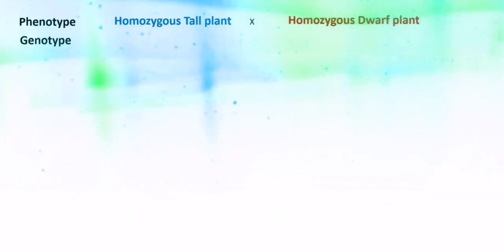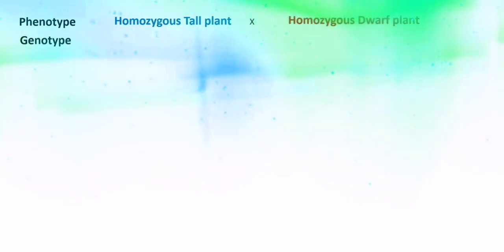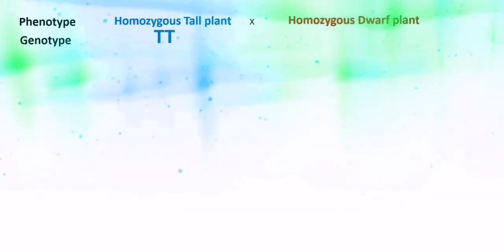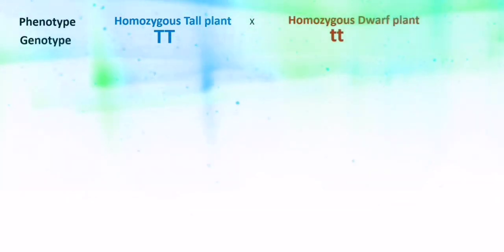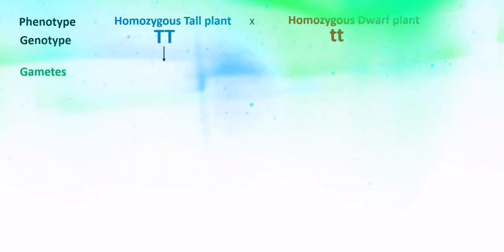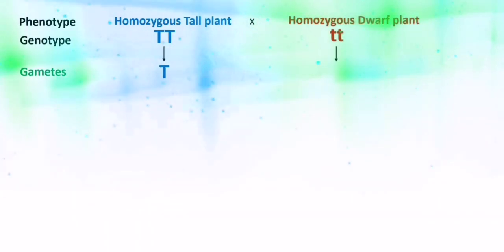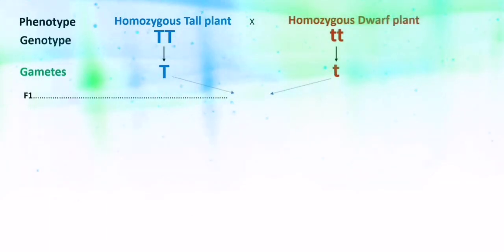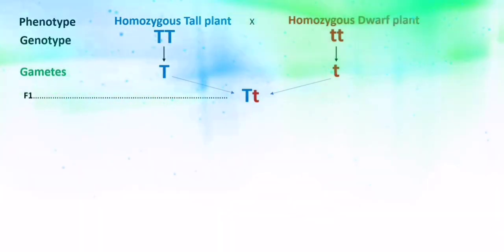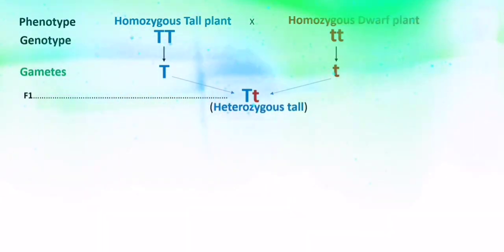Genotype. Since it is homozygous tall, it is pure tall, so the genotype will be capital T, capital T. Coming to the homozygous dwarf plant, the genotype will be small t, small t. Gamete formation: here it will be capital T and here it will be small t. On crossing, we get in the F1 generation capital T, small t. The plant will be heterozygous tall.